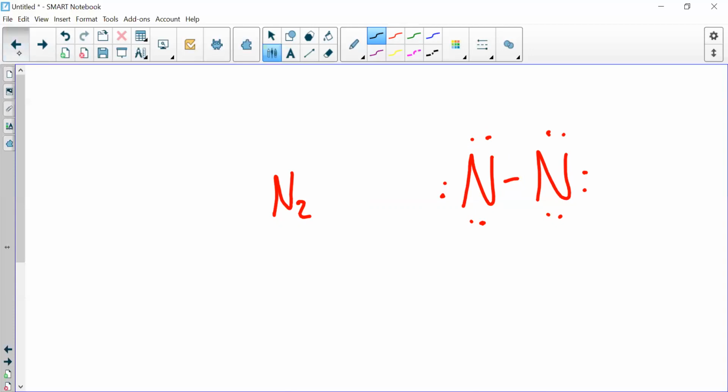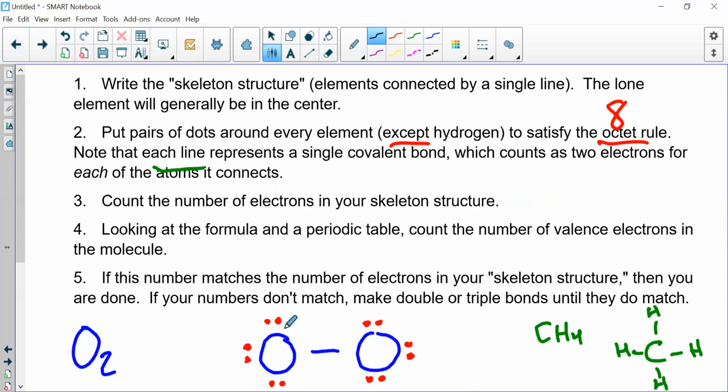It's satisfied. All right, going back here, my left oxygen has 8 electrons around it right now because it's 2, 4, 6, 8. This right oxygen has 8 electrons around it, 2, 4, 6, 8.